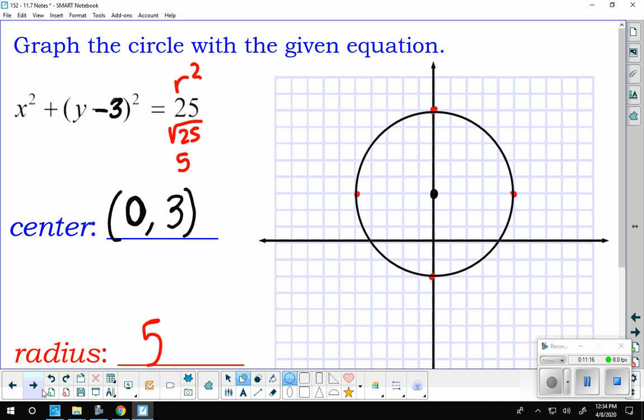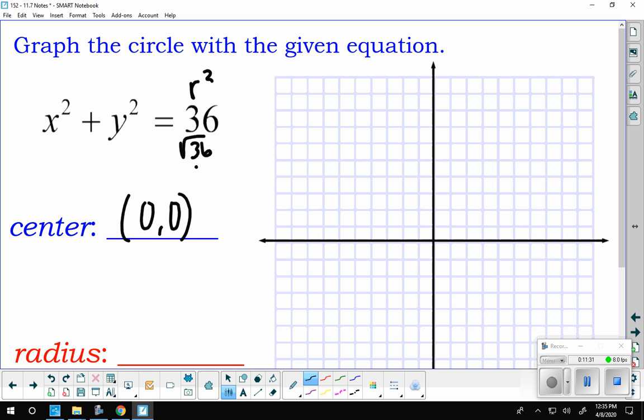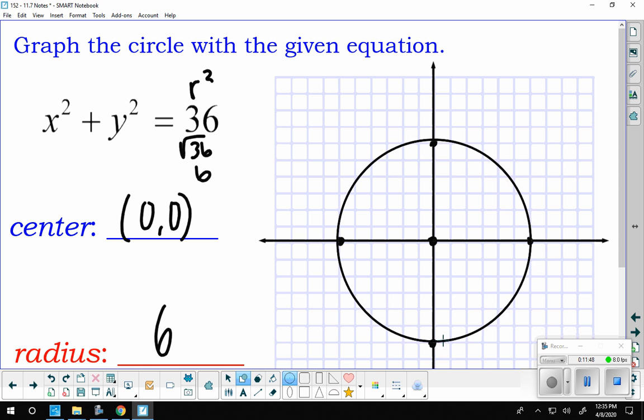There we go. Next one. We're not adding or subtracting anything from y here. So this is going back to the beginning of the notes where my center is just at the origin. Right, 0, 0. And then remember, this is r squared. So the square root of 36 means that the radius is 6. So 0, 0. Let's go to the right 6. Let's go up 6. Let's go to the left 6. And then let's go down 6. And make a beautiful circle. Very nice.